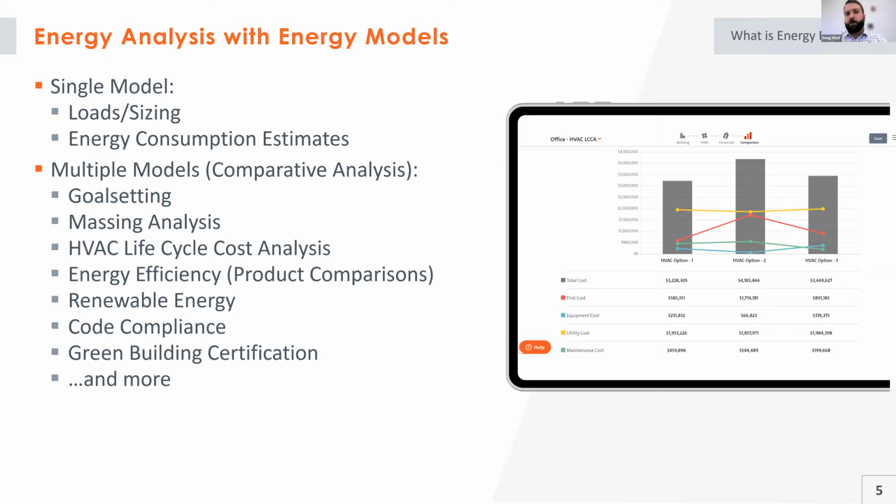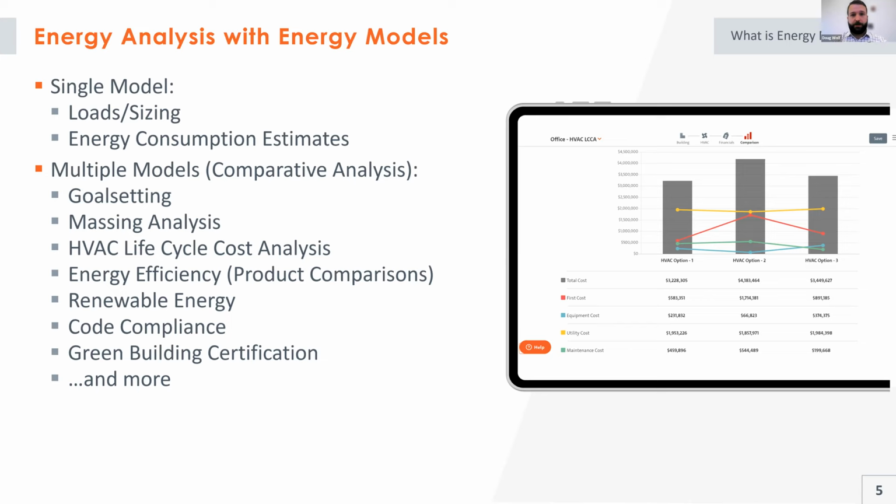You can do HVAC system comparisons with total cost of ownership calculations. You can look at energy efficiency opportunities, or it might be in the form of product comparisons. What happens if I upgrade my lighting fixtures to lighting fixture A versus lighting fixture B? What does that mean in terms of total energy use? Also, renewable energy, code compliance, and green building certification are also commonly looked at.